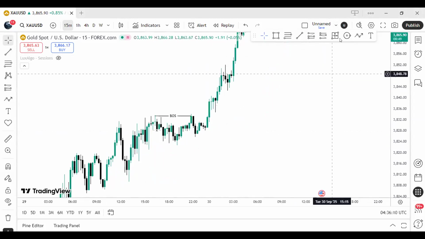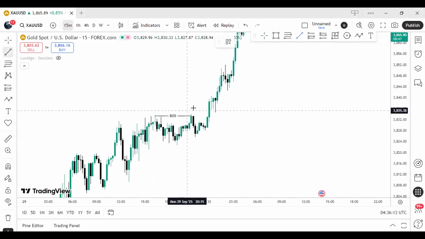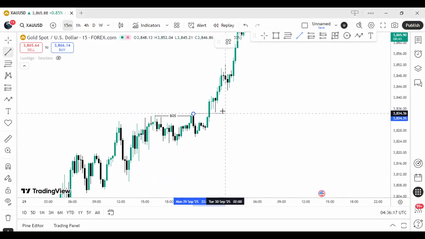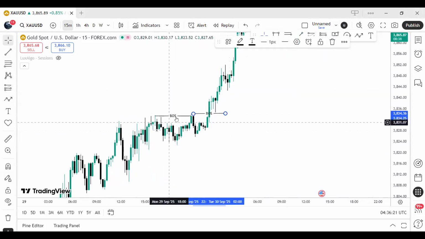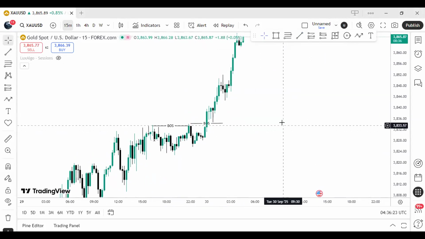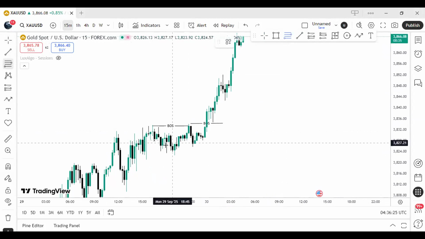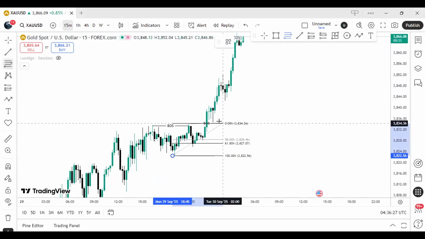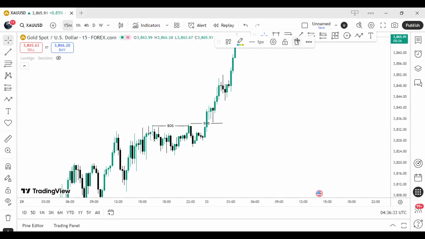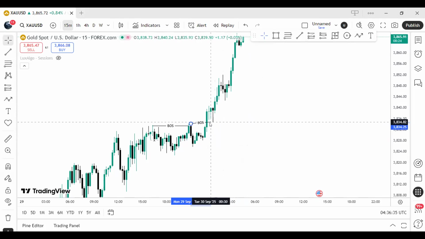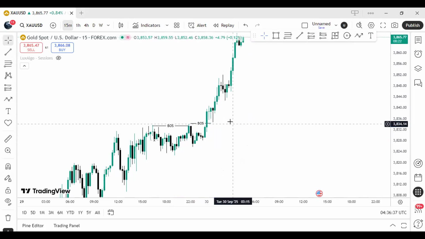And then this is another break of structure. This one has not been mitigated yet. Remember, this one has already been mitigated. If I should draw my Fibonacci, the first one, this is the strong low from here to here. You can see the price retraced from 61.8 and then boom to the upside, right? The same way, this is a break, but this one has not been mitigated.